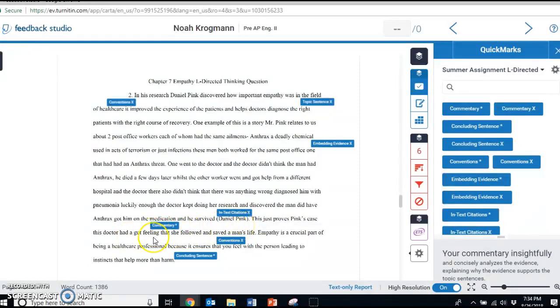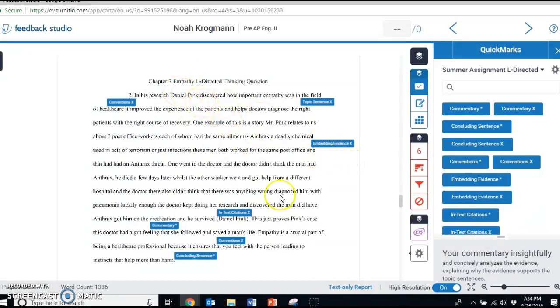And then commentary, I thought you did a pretty good job with commentary, definitely on the right track. I just scored you down again because there weren't two pieces of it in each paragraph. There was typically just one. But I liked how you said this proves Pink's case that the doctor had a gut feeling in the anthrax example. I think what you could work on is tying that back to the question a little more directly. Her gut feeling, how did that connect to empathy? How is that a representation of the chapter and the topic that Pink is talking about?